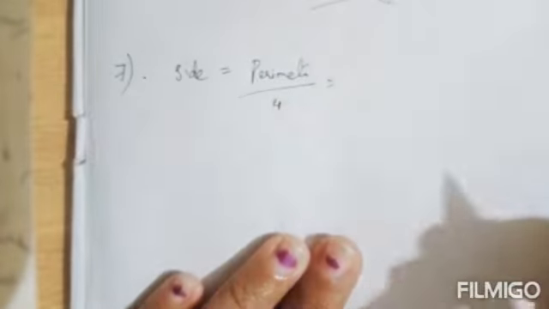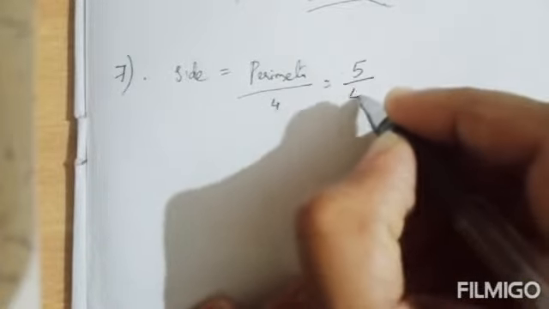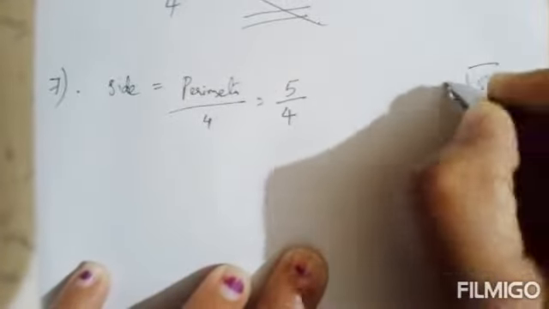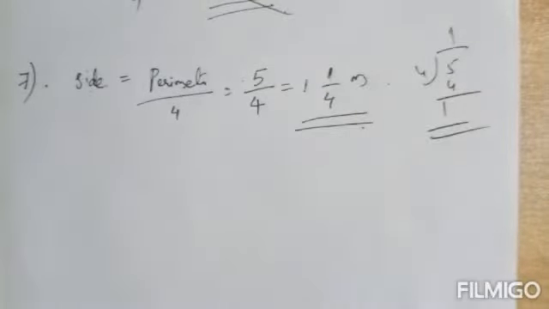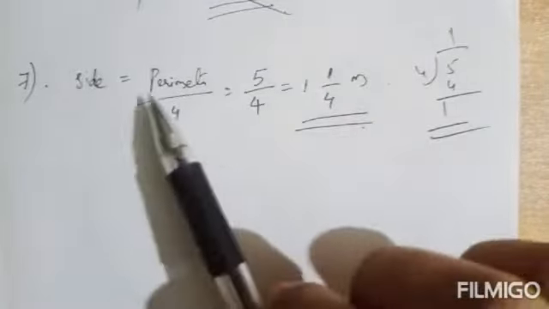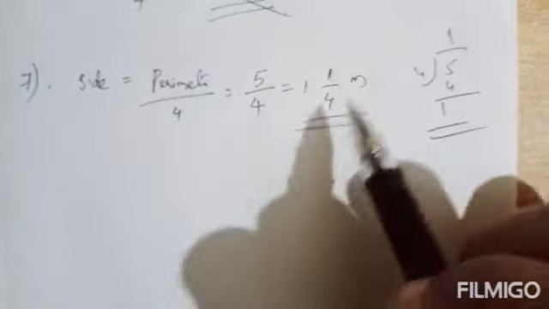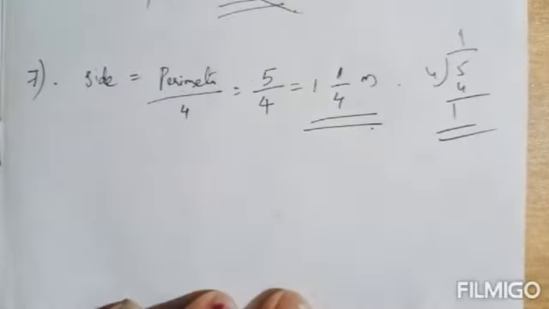So the perimeter is given as 5 meter. In place of perimeter you can substitute 5 by 4. Either you can write the answer as a mixed fraction or in decimal form. On dividing 5 by 4, you will get 1 1/4 meter. The unit of side will be the unit of perimeter. Here the perimeter is given in meter, so the side will be in meter only. So 1 1/4 meter will be the side of the square.